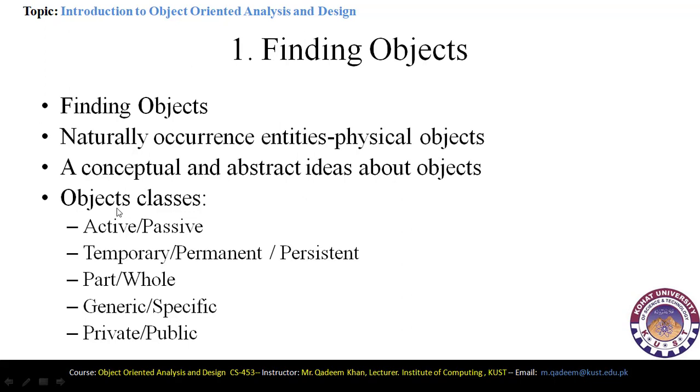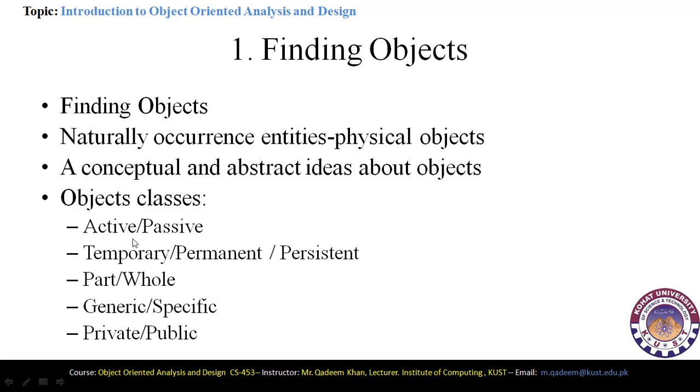The next is to define different classes of the objects. Here we will specify different sorts of classes, that is, whether this object belongs to an active or passive class, or if it is a temporary, permanent or persistent object, or if it is a part of the problem or the whole system, if it is a generic object or a specific object, or if it is a private or a public object.